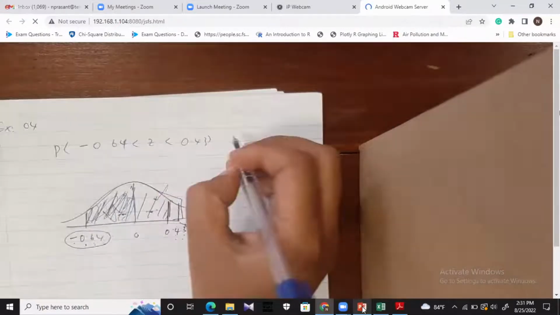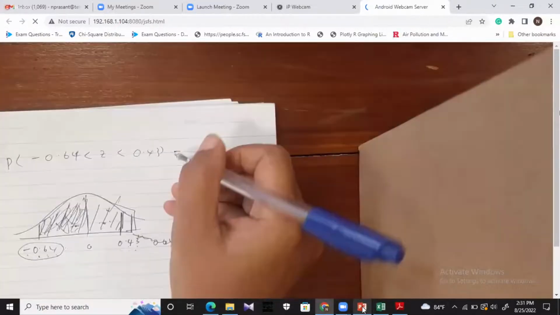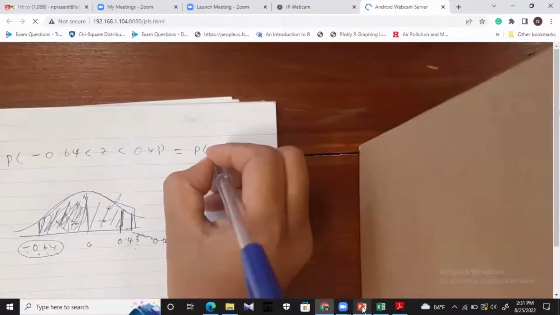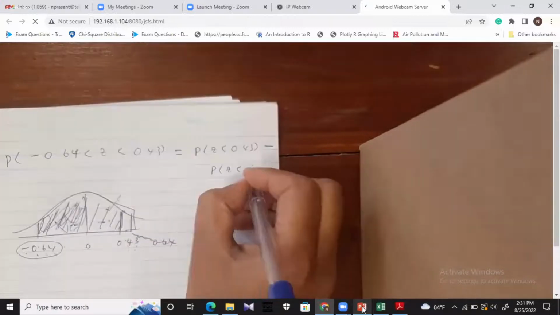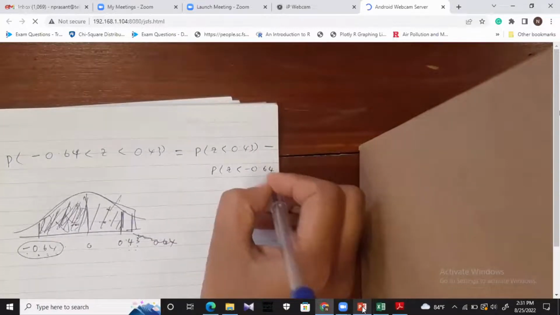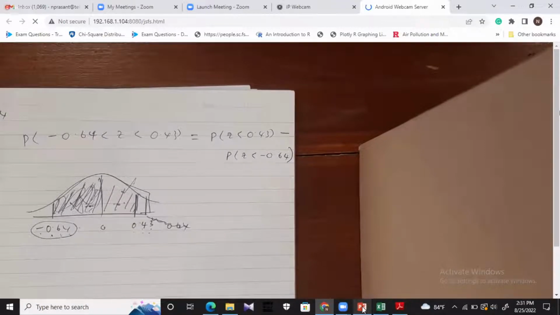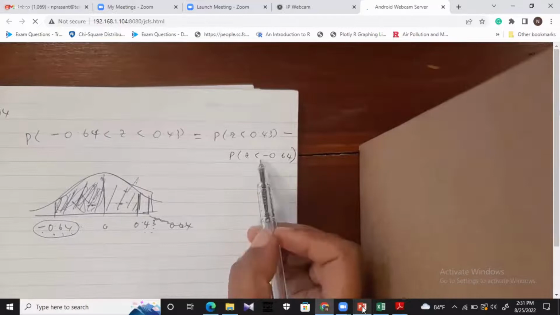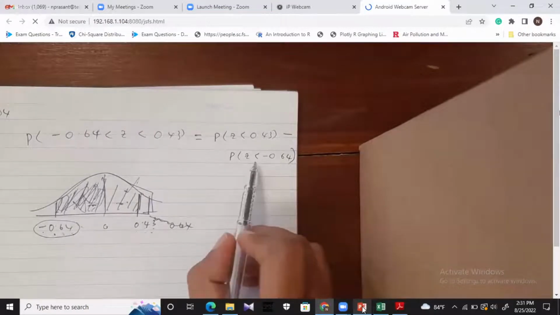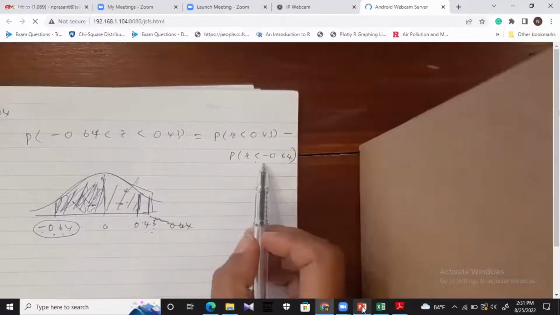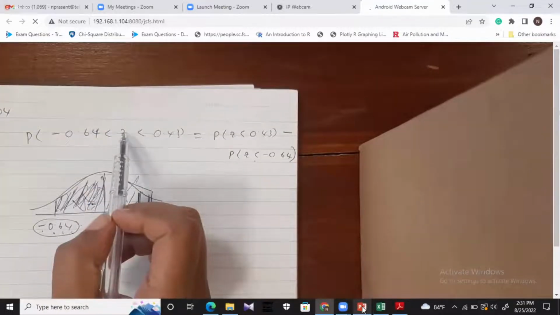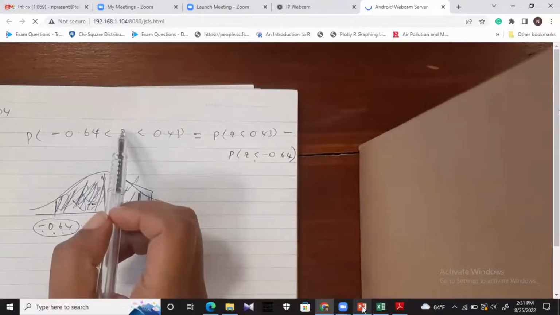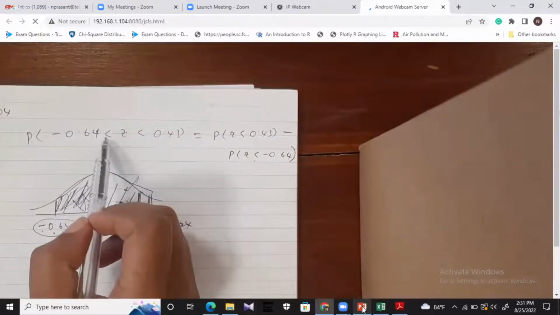Now, we can write this probability in this way. Z less than 0.43 minus Z less than minus 0.64. Is that correct? You might think here we have Z greater than minus 0.64 because this inequality has Z greater than minus 0.64. But here we have Z less than minus 0.64. Why? I'll tell you the reason.